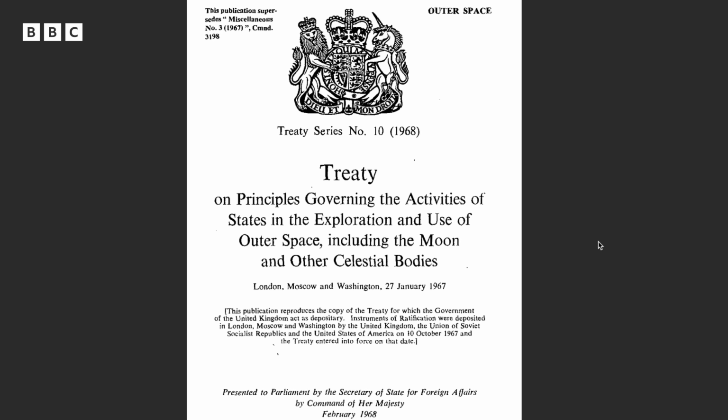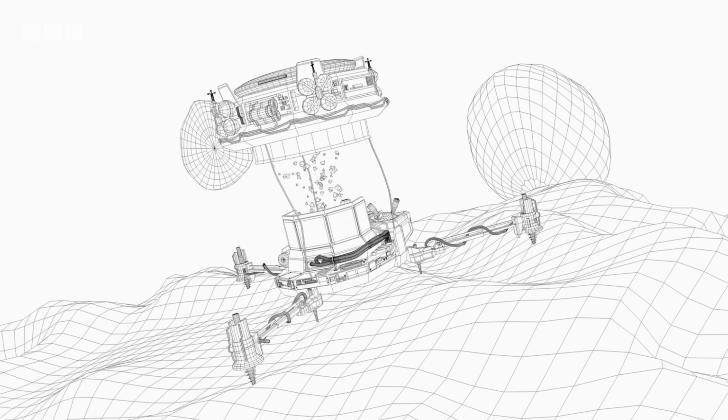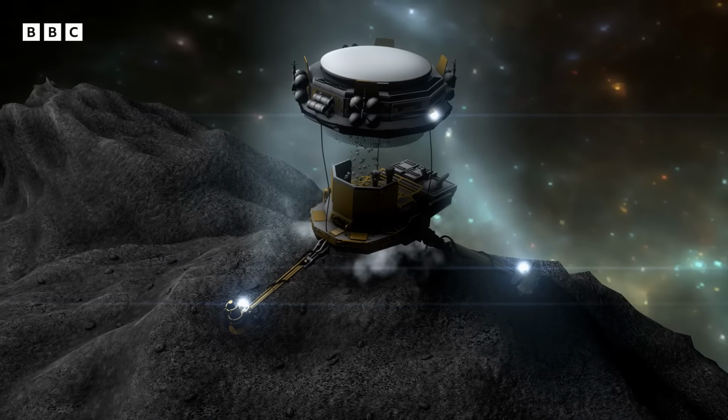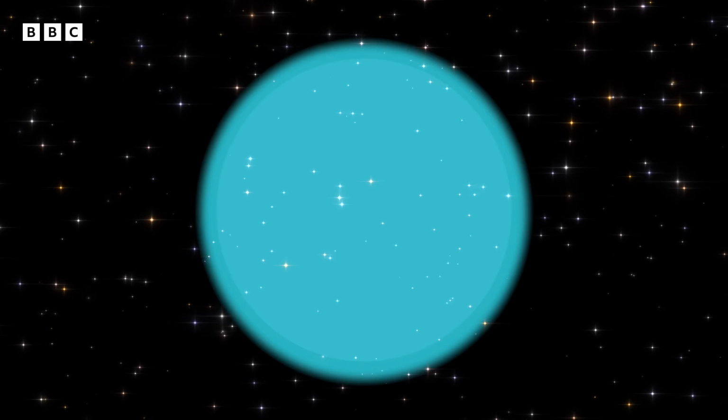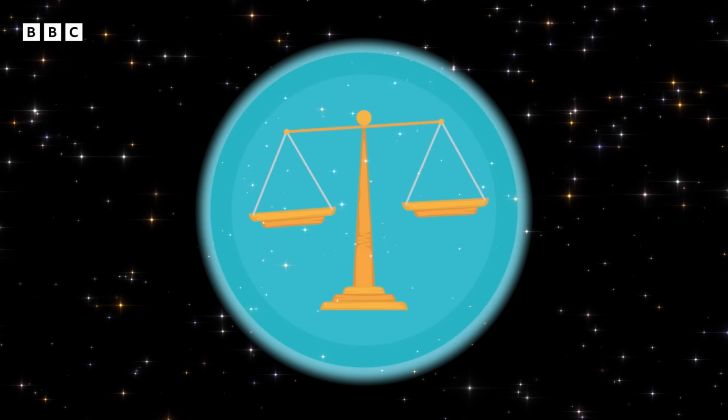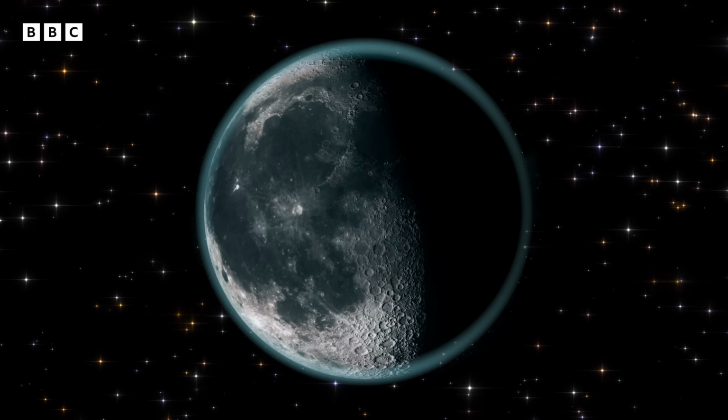The 1967 Outer Space Treaty states that no single country can claim ownership over any celestial body. But it said little about mining. And because of this ambiguity, two schools of thought have developed as to how we interpret the treaty. And this has got space lawyers, yeah, space lawyers, debating the issue.